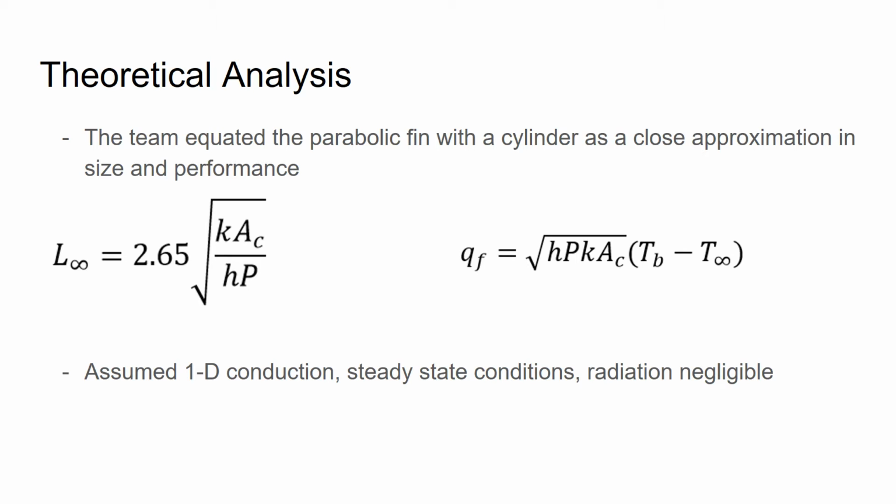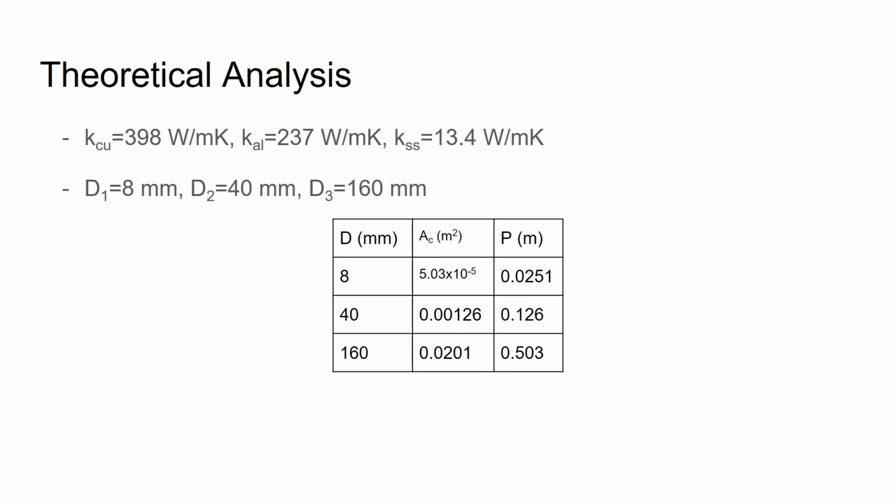The equations shown below were used to find the length required to reach ambient temperature and heat transfer rate. It was assumed that there was 1D conduction, steady state conditions, and that radiation is negligible. Shown here are the thermal conductivities of each material. The base diameters used in this analysis are 80% of the actual diameters to account for the pin being a parabola. The table shows the cross-sectional area and the perimeter of the fin.